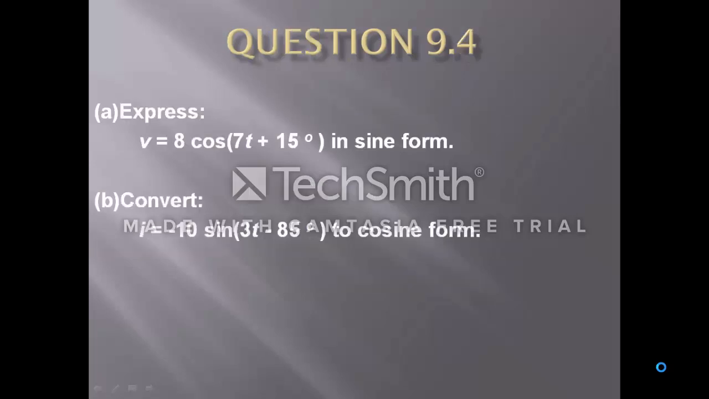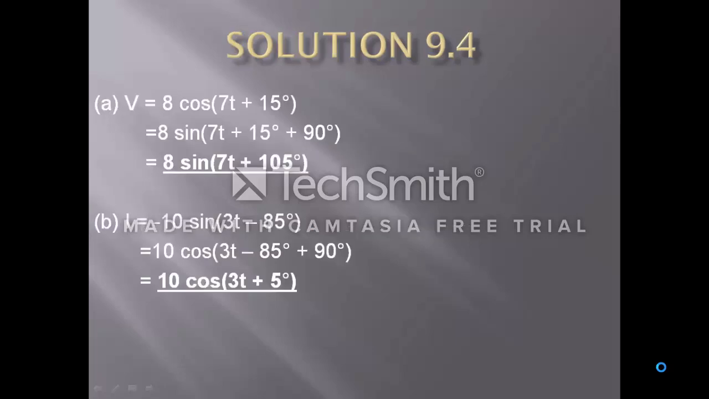For the fourth question, we have to express v equal to 8 cos 70 plus 15 in the sine form, and in the b part, convert i equal to minus 10 sine 3t minus 85 to cosine form. So the first part is v equal to 8 cos 70 plus 15, and as we know that cos 90 plus theta equal to sine theta, we get the answer as 8 sine 70 plus 15 plus 90, which is equal to 8 sine 70 plus 105 degrees.